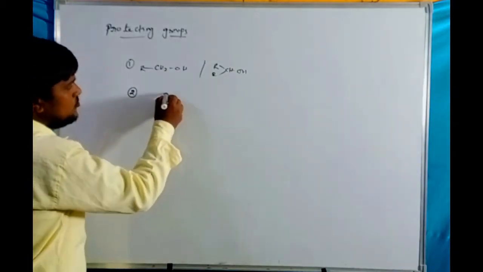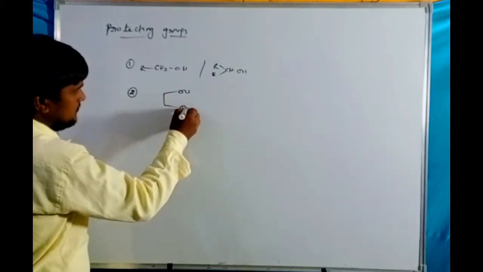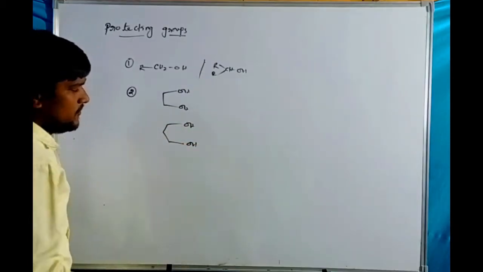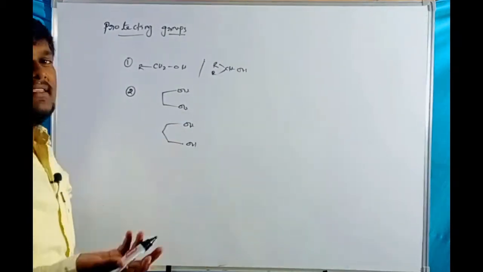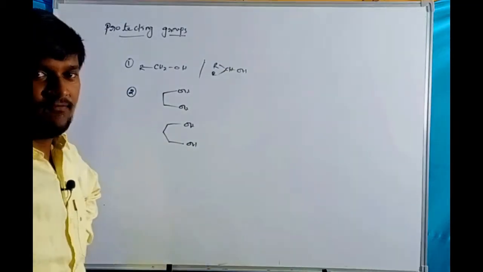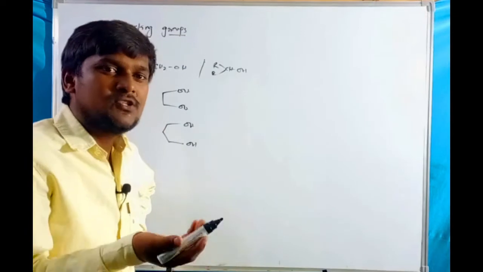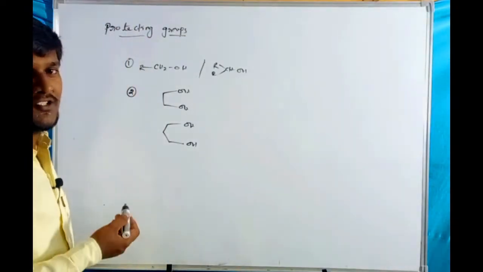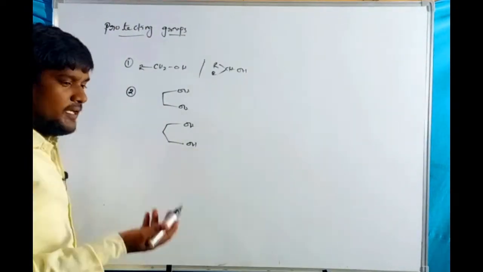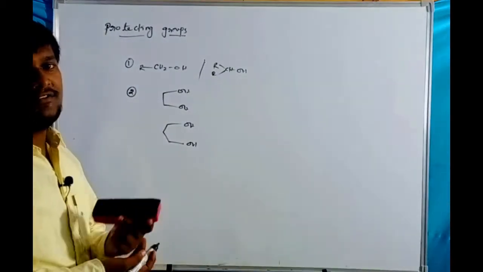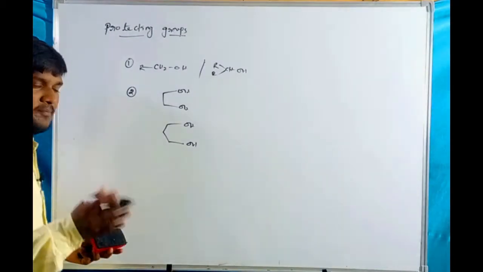The second one is 1,2 diols or 1,3 diols. These types of alcohols are present in our cyclic form. So how are they protected? What are the protecting reagents used in the protection of our carbohydrates? What are the conditions, and what are the thermodynamic and kinetic products of these types of protecting groups? Let us discuss one by one very clearly.